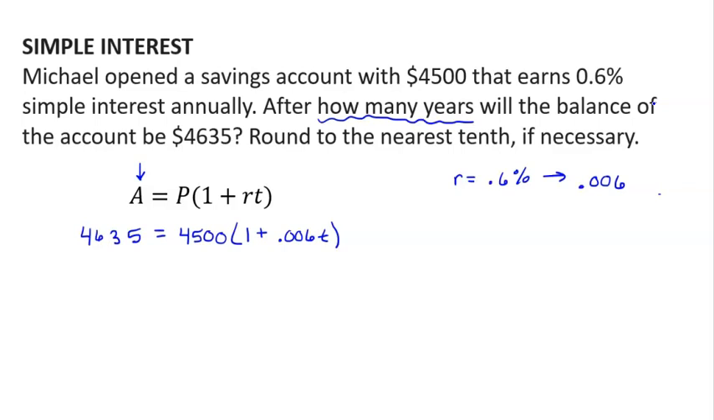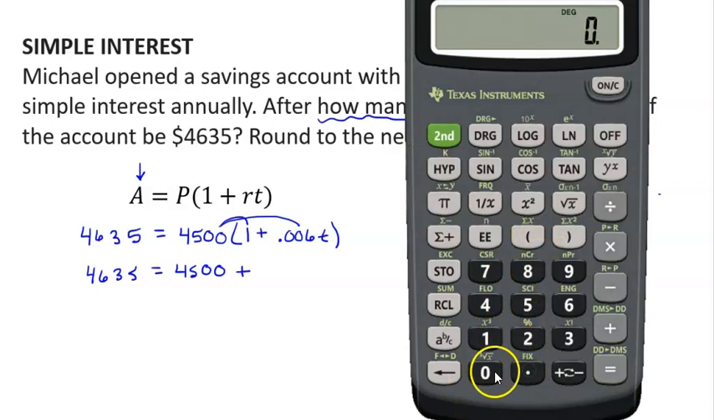And then from here, what we would do is we could distribute. And so we get 4,635 equals 4,500. So don't forget, we're still starting with that 4,500. We want to keep it. That's why we multiply it by the 1. And then plus, and then what you're going to do is take that 0.006 and multiply it by your 4,500. And that gives us 27T.